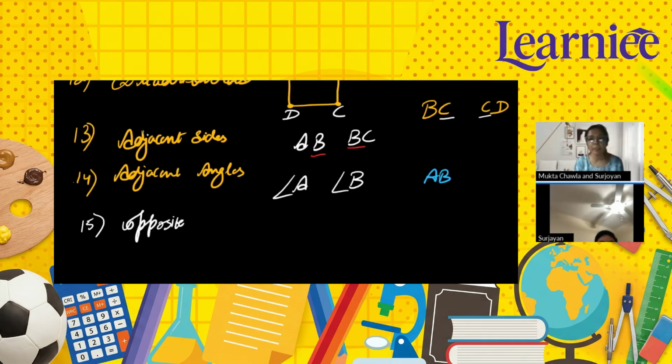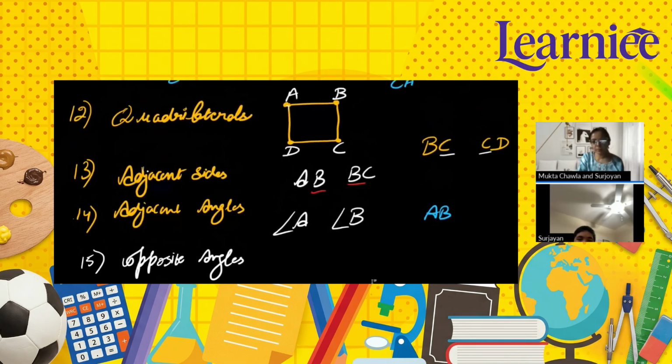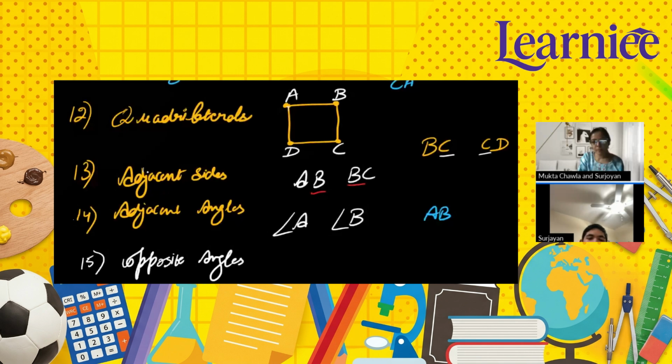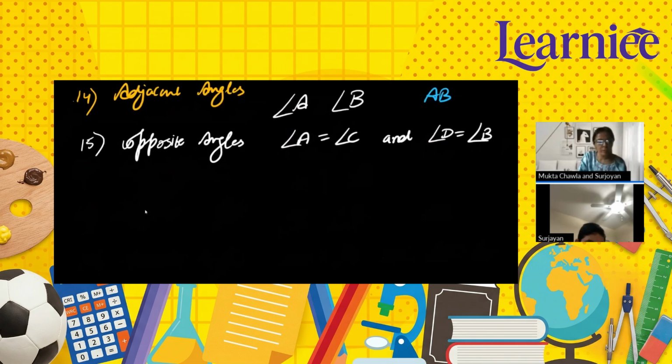So can you label or name the opposite angles? I'll scroll back for you. So the opposite angle of B is D, or the opposite angle of A is C. Yes, very good, because they have nothing in common. So we will be writing angle A is equal to angle C. And what other pair is there? Angle D is equal to angle B. Very good. Opposite angles we are done.